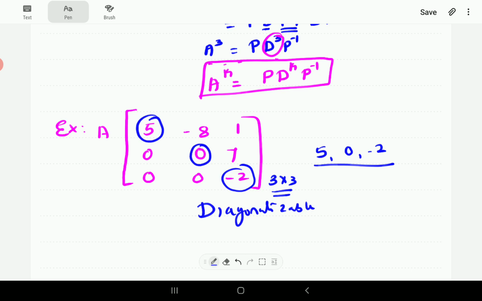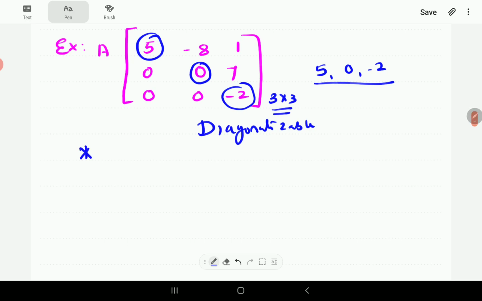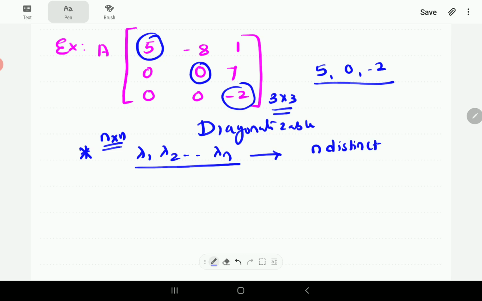Another property says, for an n cross n matrix, you have lambda 1, lambda 2 and so on up to lambda n, and these are all distinct eigenvalues. Corresponding to n distinct eigenvalues, you have n distinct eigenvectors. With those eigenvectors you will construct your matrix P.